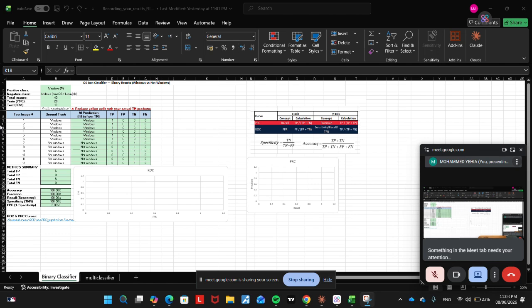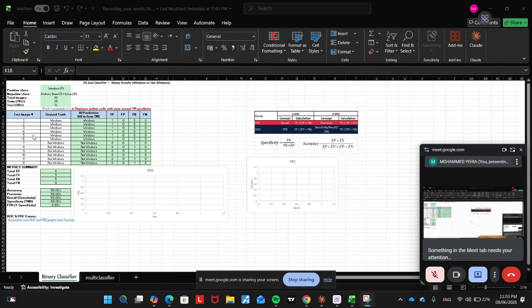Results. My multi-class classifier achieved an accuracy of 96.3%, getting 26 out of 27 test images correct. The only misclassification was one macOS icon that was predicted as Linux. This is understandable because both macOS and Linux can have similar folder-style icons. The confusion matrix shows that Windows was classified perfectly, 9 out of 9, macOS 8 out of 9, and Linux 9 out of 9.